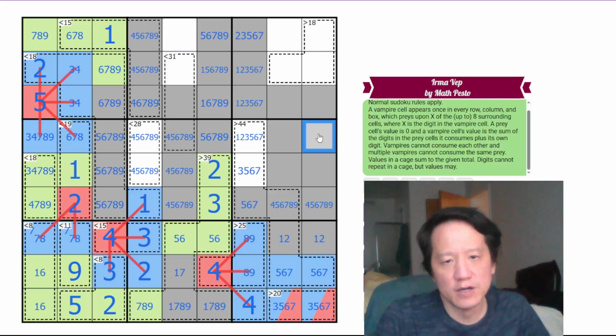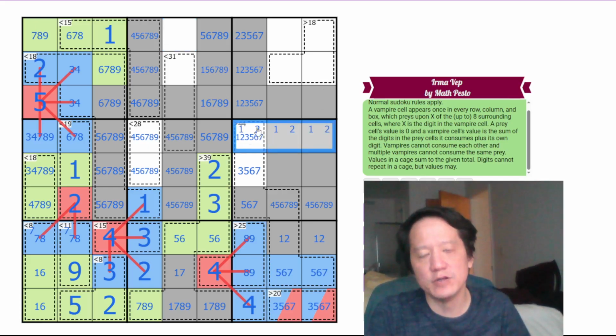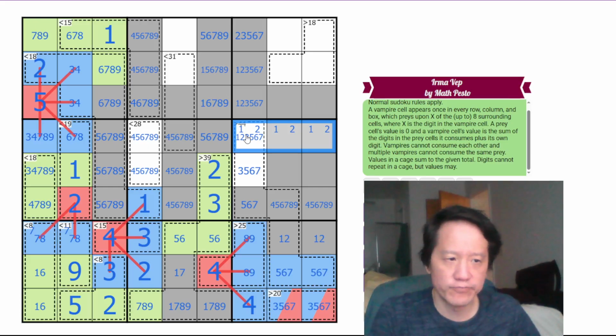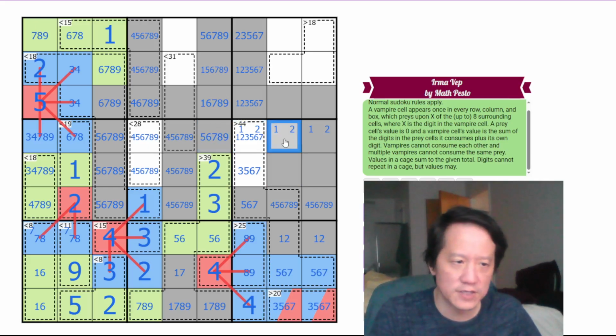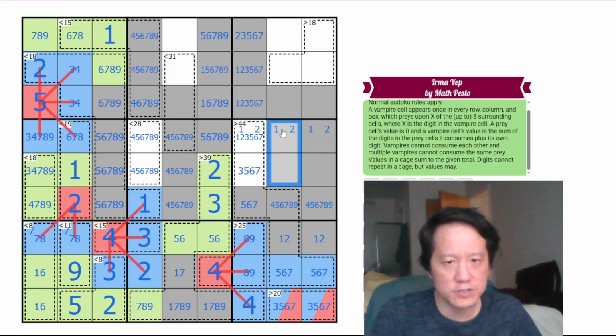What else do we have? We know 1 and 2 have to be in these 3 cells here. Ah, that's interesting. So, if we try to have this be essentially the vampire cell, one of these has to be 1 or 2. Right? So it either includes 1 and 2 here, so these are both the same. Or this cannot be an 8-9 pair here, essentially.